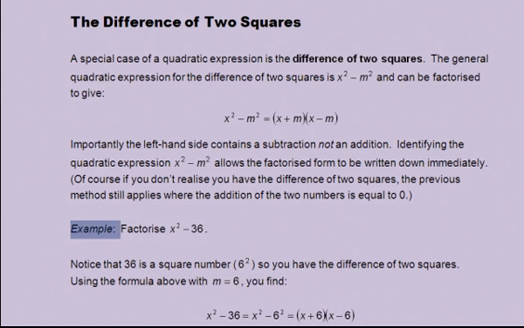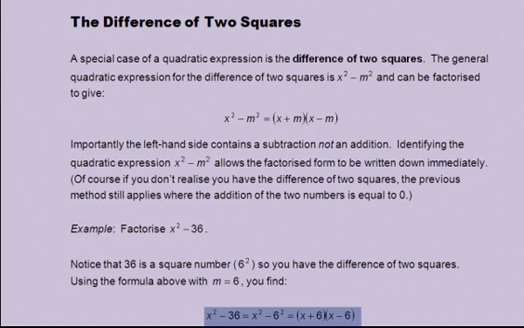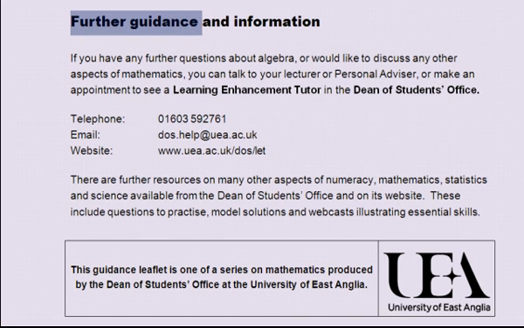Example: factorise x squared minus 36. Notice that 36 is a square number, 6 squared, so you have the difference of two squares. Using the formula above with m equals 6, you find x squared minus 36, which is x squared minus 6 squared, is equal to x plus 6 times x minus 6.